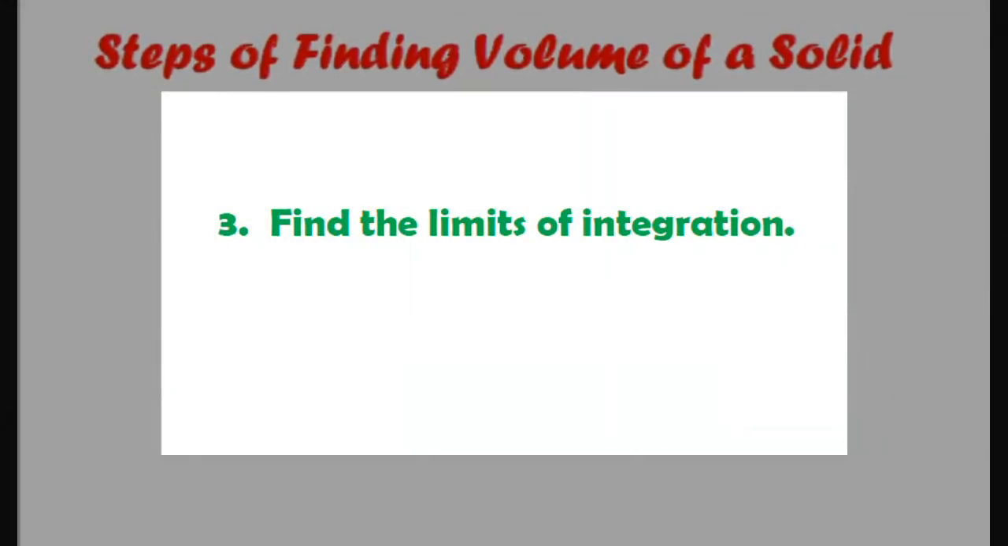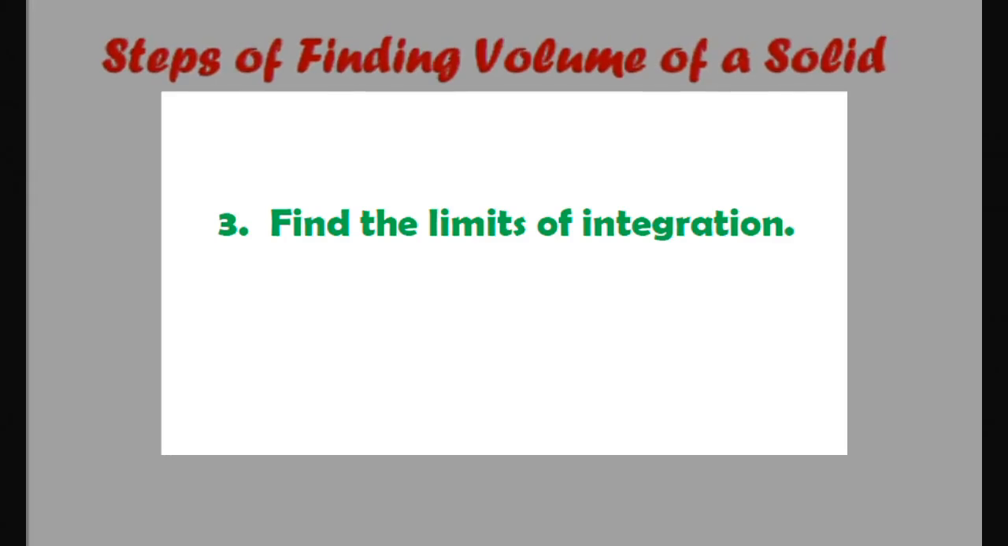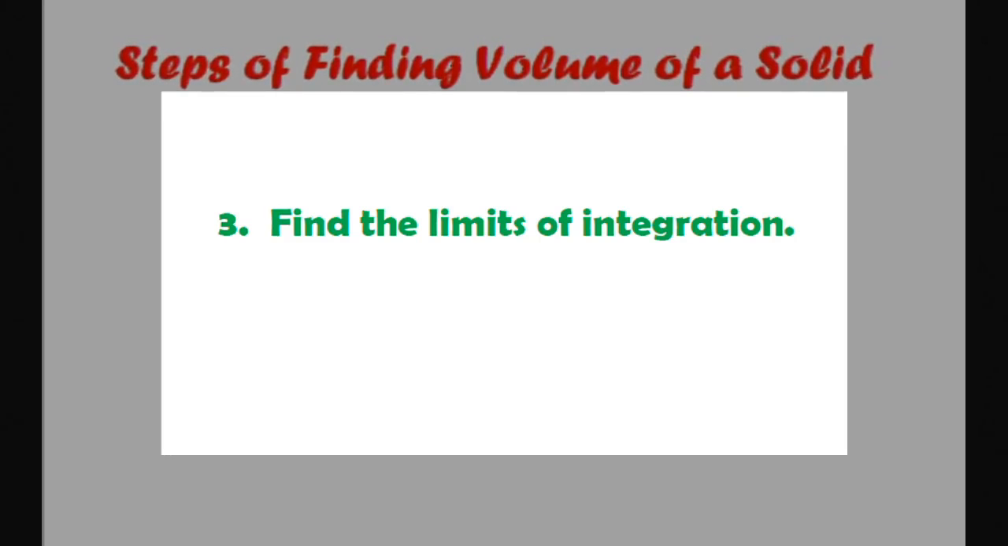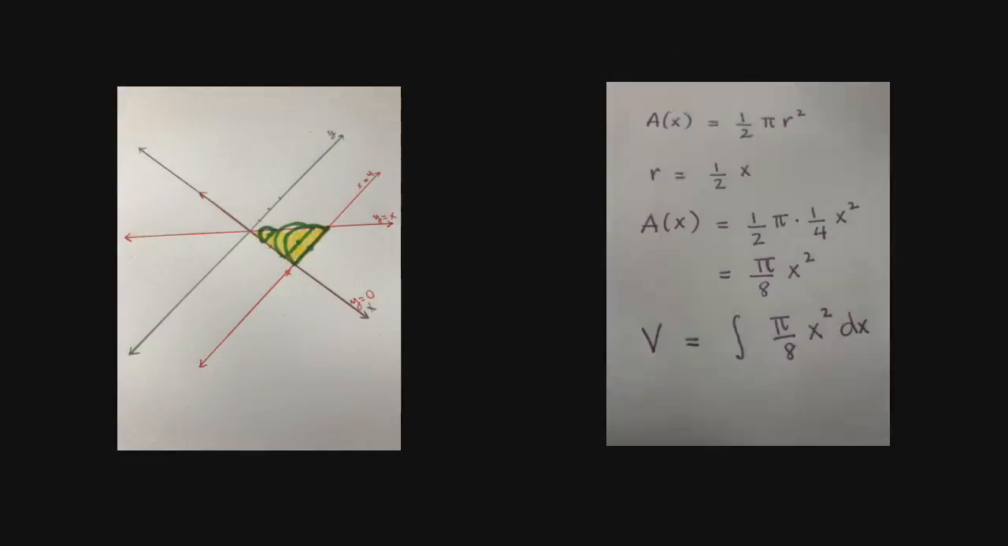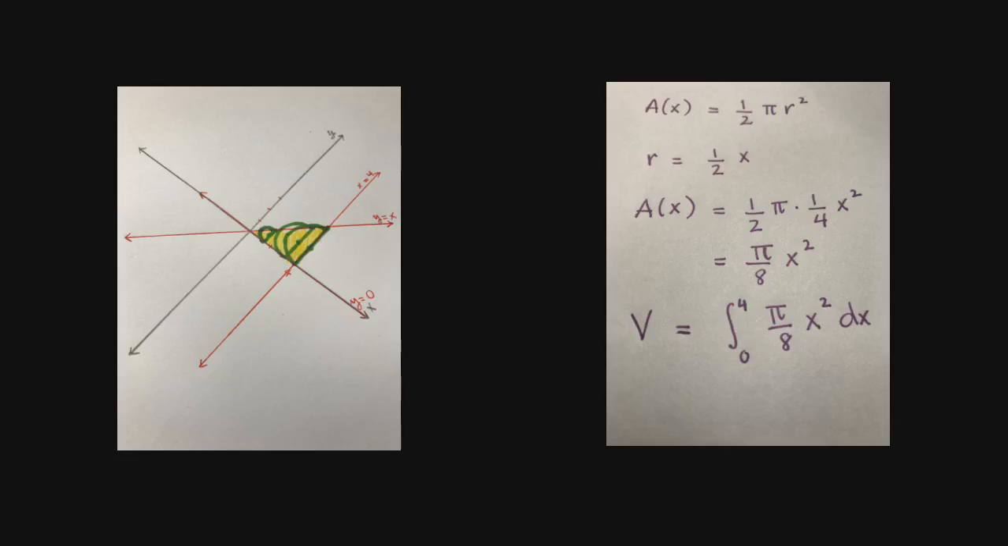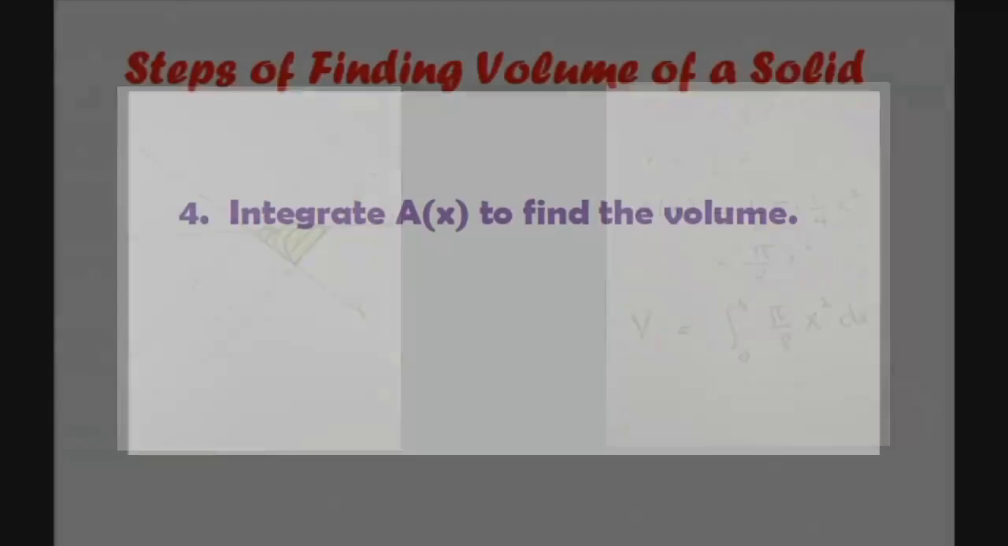In step number 3, we set up the volume of the solid equals the integral of A of x, and then we need to find the limits of integration. As we said, the volume will be the summation of all the area, so it is the integral of pi over 8 x squared dx. Checking our diagram again, you see all of these cross sections start at 0 and end at 4, so our integral goes from 0 to 4.